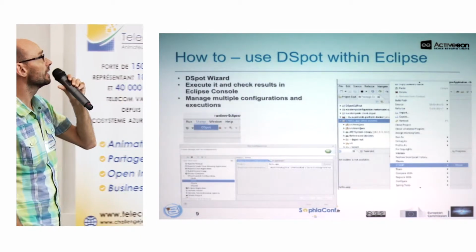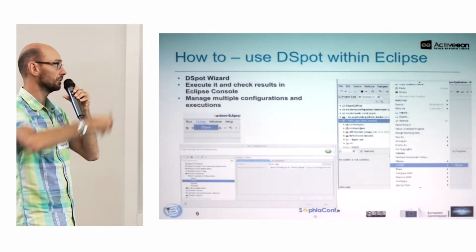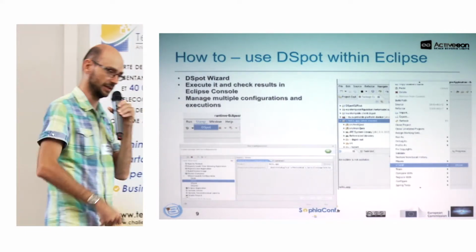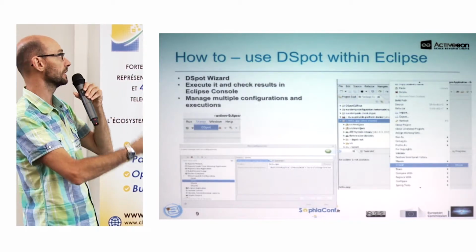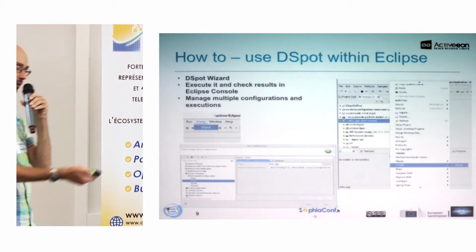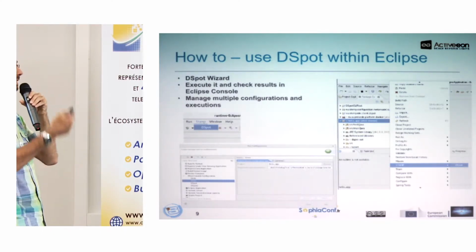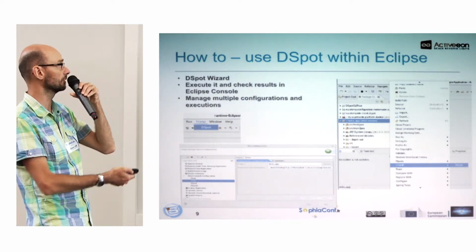For instance, DSpot, you can use it with Eclipse, so it's an Eclipse plugin. You also have a Gradle plugin to use it in IntelliJ if you prefer, for sure. And you can use it directly to obtain your new tests and to see if these tests can be applied and what will be the result of these new tests.